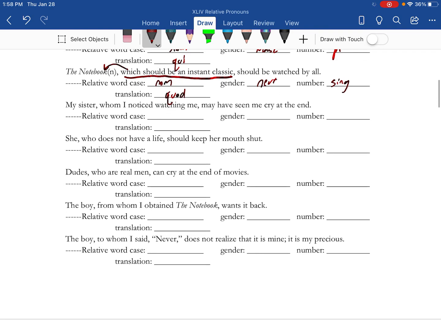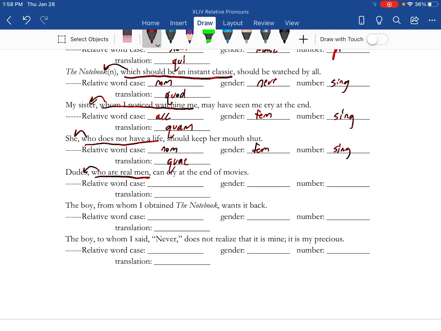Quod. The sister whom I noticed watching me may have seen me cry at the end, so feminine singular. Whom is the direct object of noticed. So it's accusative. So accusative feminine singular is going to be quam. She who does not have a life should keep her mouth shut. Alright, so feminine singular. And it's nominative. So quae.